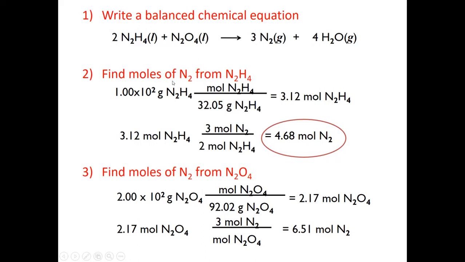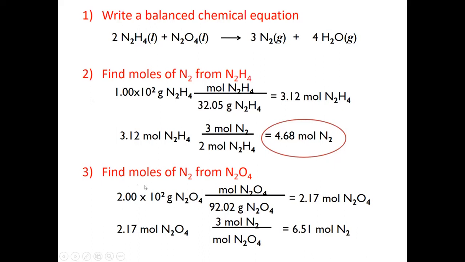After that, you need to find the mole of N2 from N2H4. So 1 times 10 to the power of 2 gram N2H4. 1 mole N2H4 equal to 32.05 gram N2H4. This is referring to molecular mass for N2H4. 14 times 2 is 28, 28 plus 4 is 32. Almost 32. Then you cancel the unit here, gram and gram. Then you get the number of mole of N2H4.